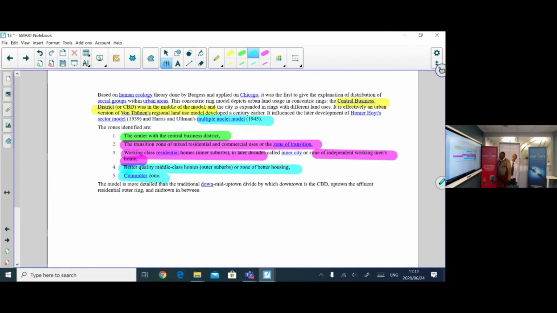The model is more detailed than the traditional down, mid, uptown divide, by which downtown is the city, uptown the affluent residential outer ring. Let's go on.